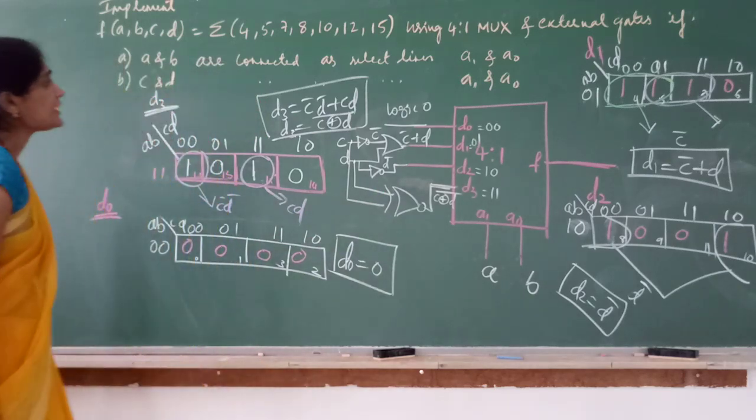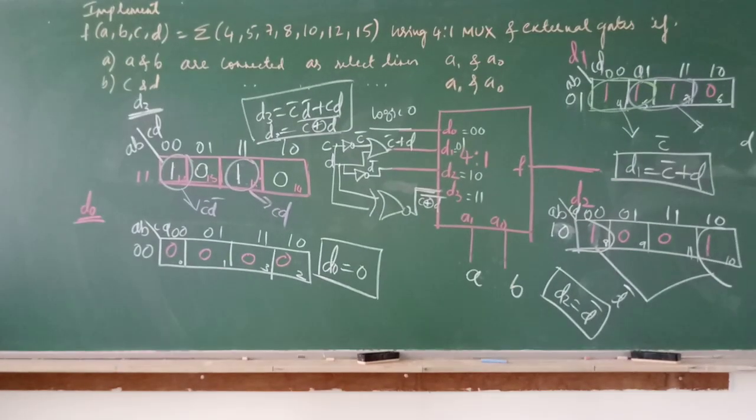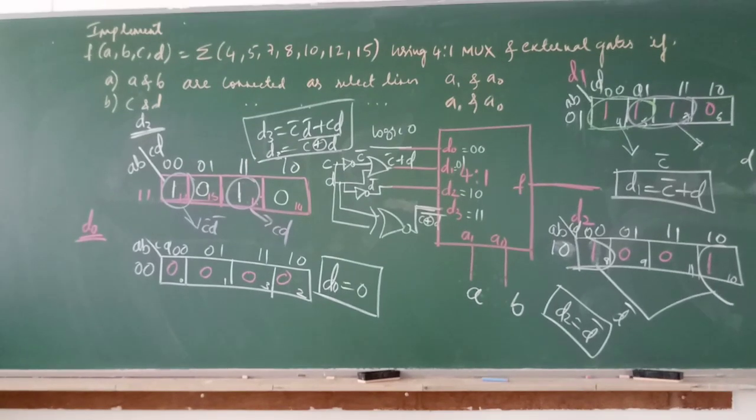Okay, so let us solve for the second one. The second one is taking C and D as address lines. So let us solve for the second condition also, taking CD as address lines.